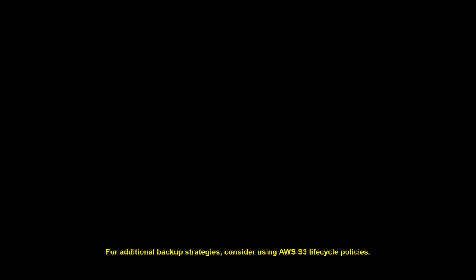For additional backup strategies, consider using AWS S3 lifecycle policies. This feature allows you to automatically transition or delete data based on rules you define. Another option is to enable versioning on your S3 buckets. Versioning allows you to preserve, retrieve, and restore every version of every object stored in your bucket.